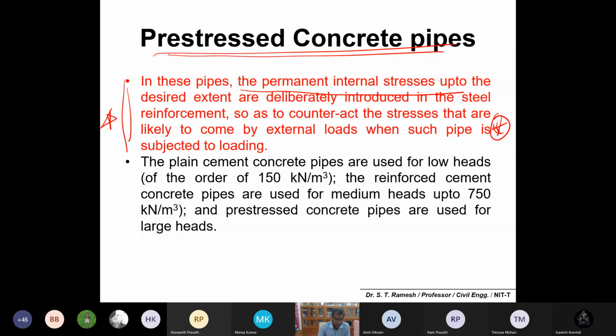So plain cement concrete pipes are used for a lower head, in the order of almost 150 kilonewton per meter cube. And RCC normally may go up to a head of 750 kilonewton per meter cube. For larger heads, sometimes pre-stressed concrete pipes are used for more than 750 kilonewton per meter cube also. Please make a note on these important advantages.